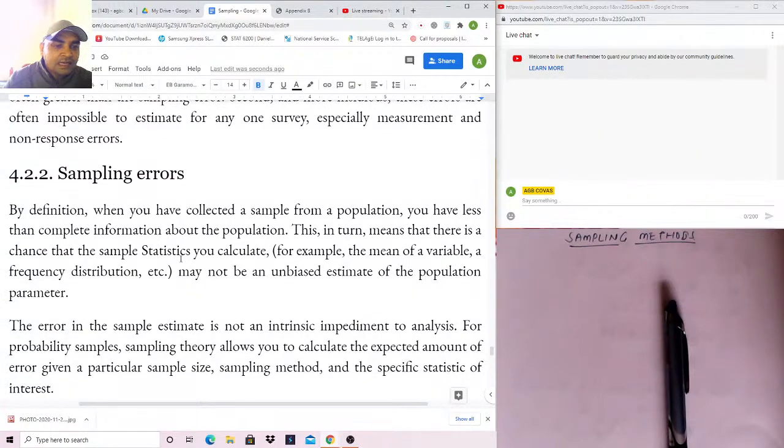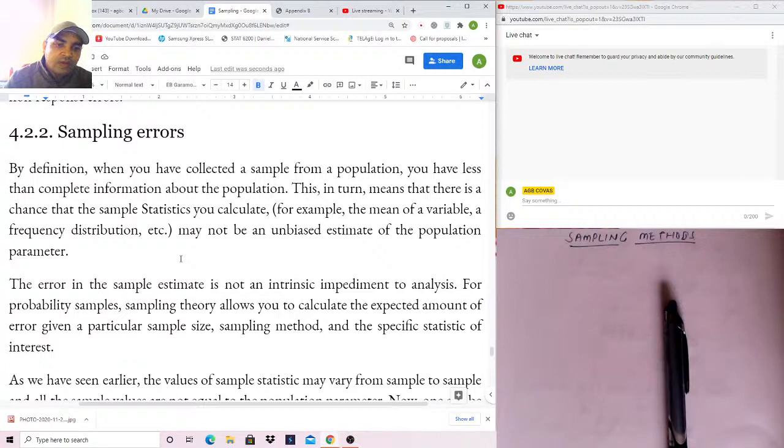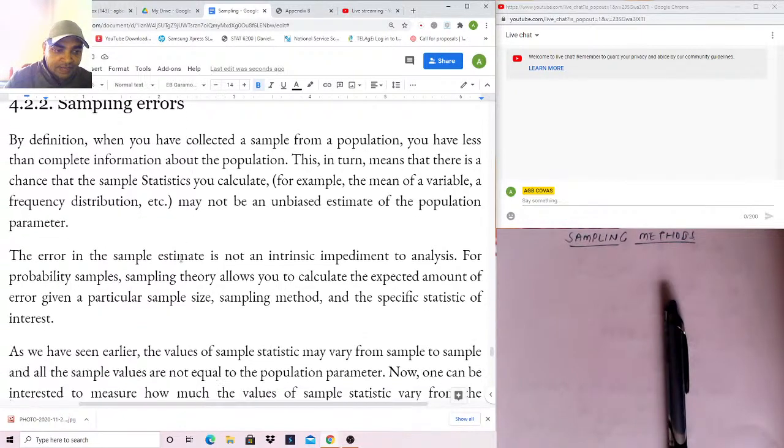So basically, what are sampling errors? By definition, when you have collected a sample from a population, you have less than complete information about the population because not all individuals are included in the sample. This in turn means that there is a chance that the sample statistic you calculate, for example the mean of a variable or a frequency distribution, may not be an unbiased estimate of the population parameter. That is, it may vary from the population.